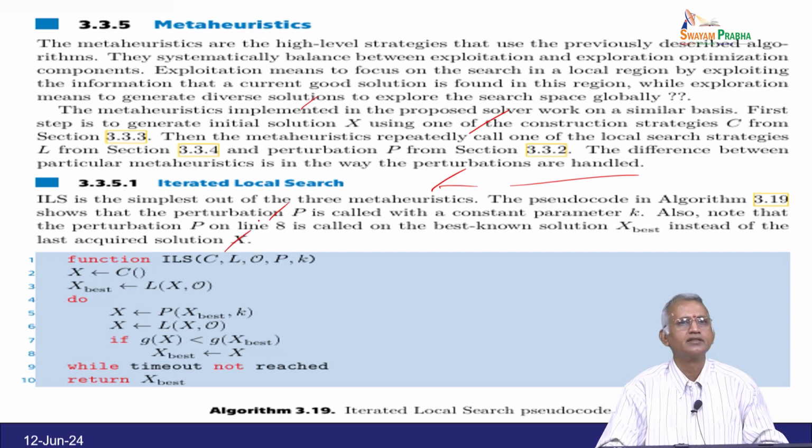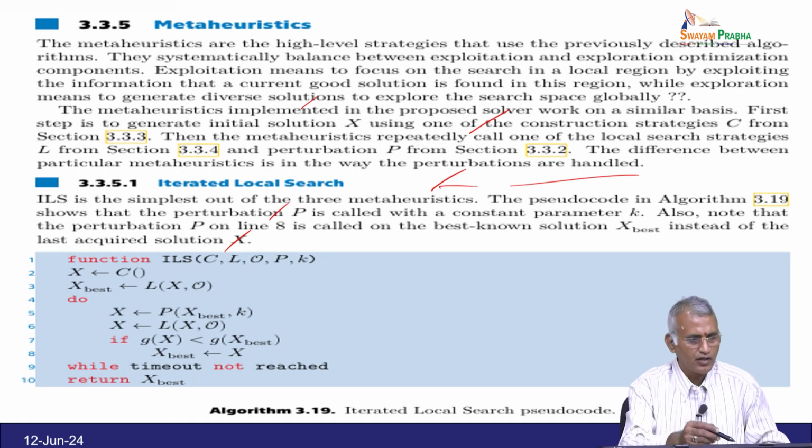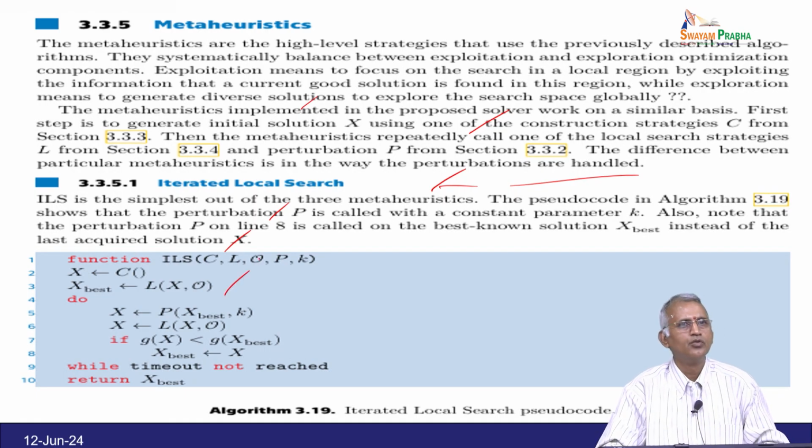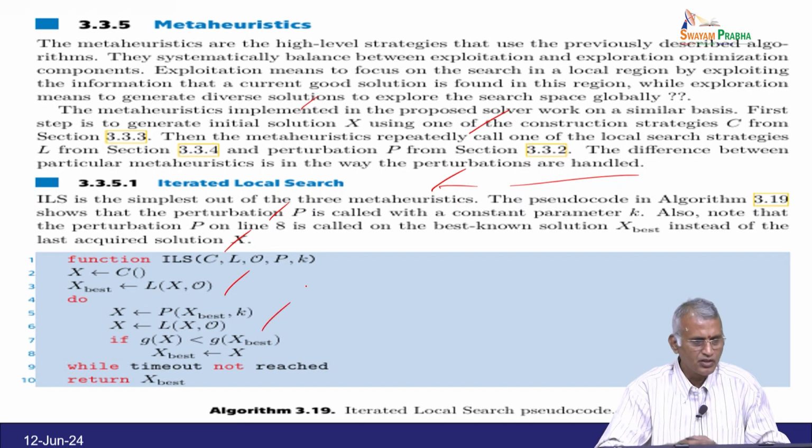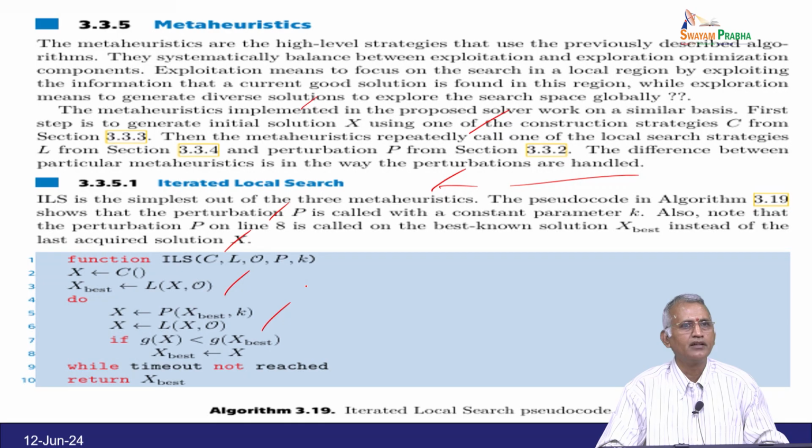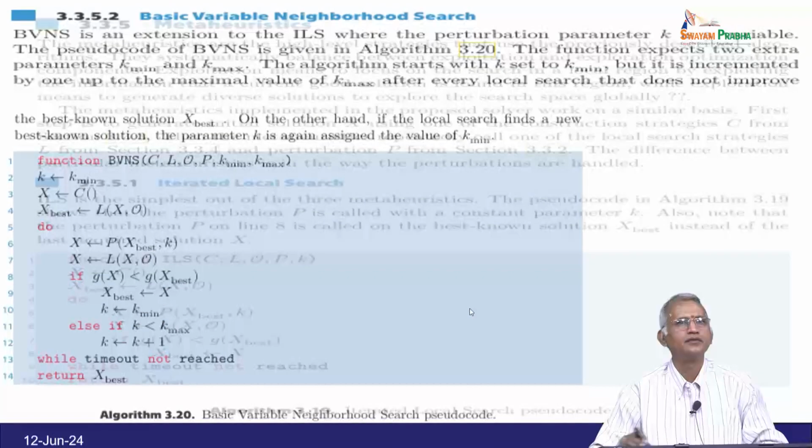So, the function is ILS(C, L, O, P, k), where x is C, x best is x, L of x, O: do x is P of x best, k, and x is L of x, O. If g of x is less than g of x best, x best is x, while time is not reached, and return x best. So, this is the iterated local search pseudocode.